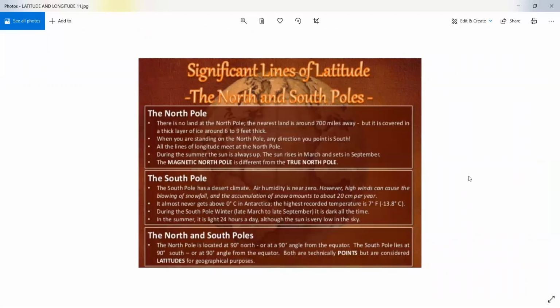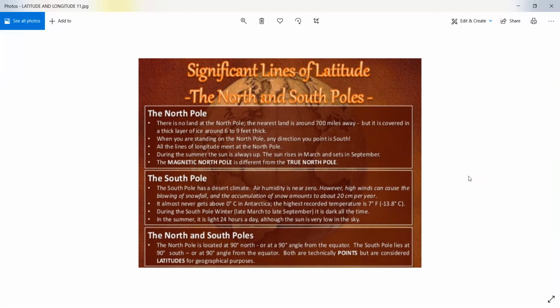Now we're going to read about the North and South Poles. The North Pole: there is no land at the North Pole. The nearest land is about 700 miles away, but it is covered in a thick layer of ice around 6 to 9 feet thick. When you're standing at the North Pole, any direction you point is south.